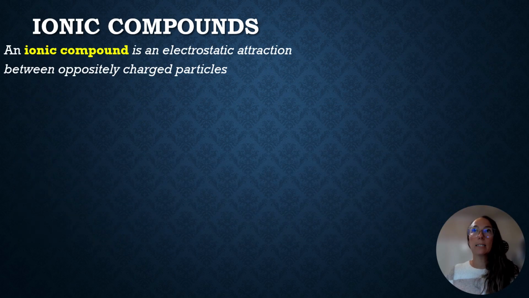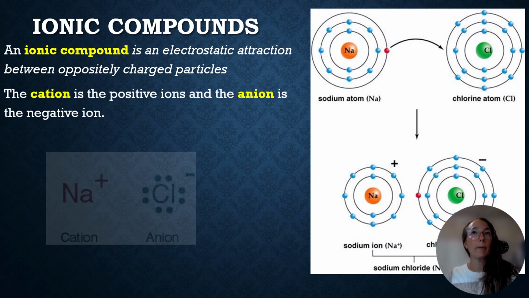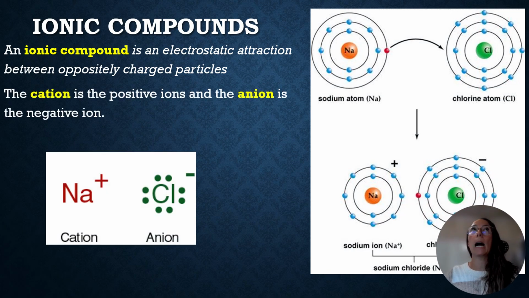So in Science 10, hopefully you were introduced to a better definition of an ionic compound, but maybe you weren't. In Chem 20, you absolutely 100% have to write this definition for an ionic compound. It is an electrostatic attraction, meaning they stick together like magnets. Electrostatic attraction between oppositely charged particles. So positive and a negative are attracted. That is the definition of an ionic compound.